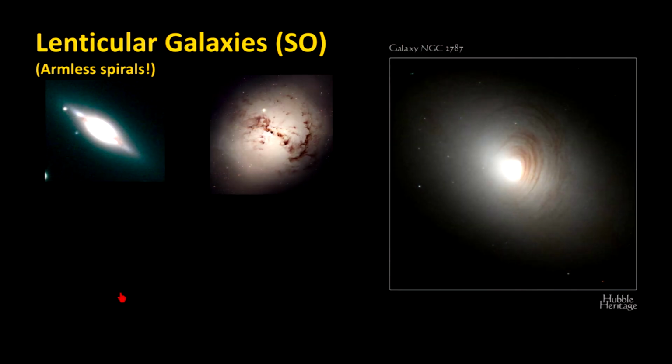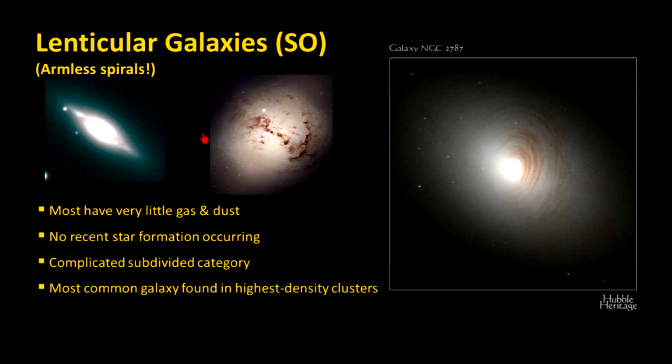Now, the last one I want to tell you about, these are called S0. That's not a zero, it's an S-O. And these are called lenticular galaxies. And these are still not quite understood that well. Sometimes these are referred to as armless spiral galaxies. They have some of the features of a spiral galaxy, but they don't seem to have the arms. And here are three examples that you can see here.